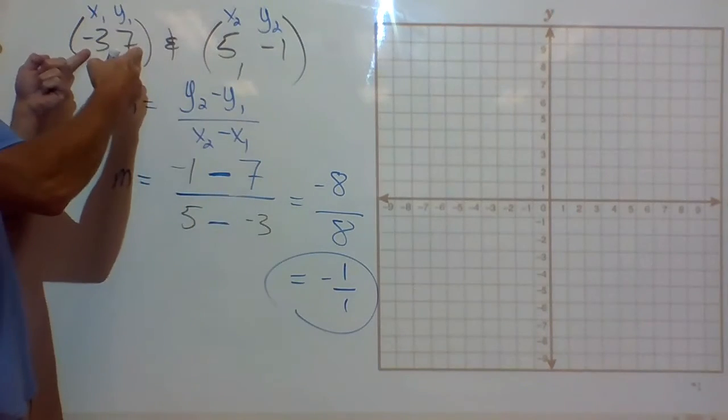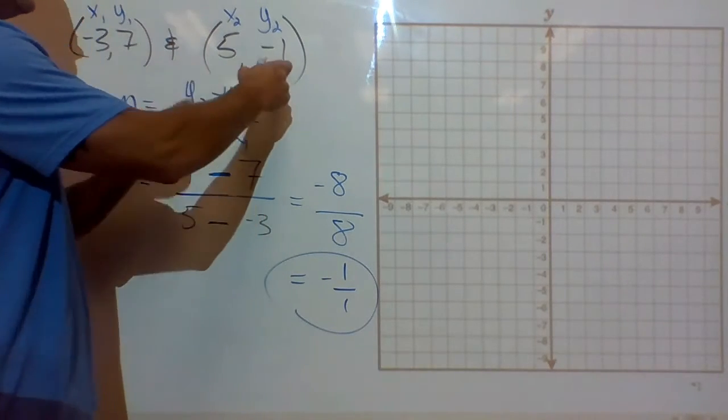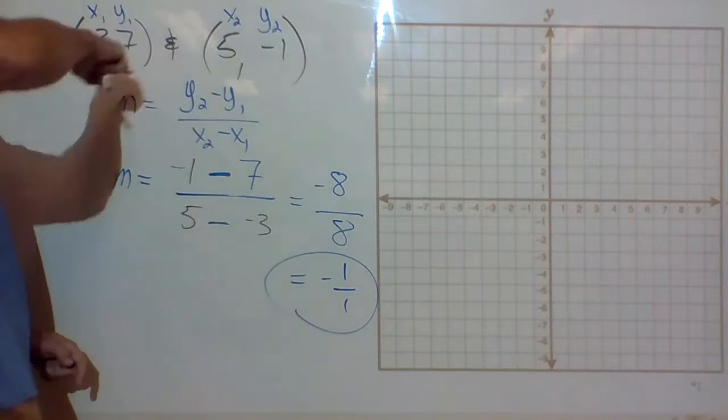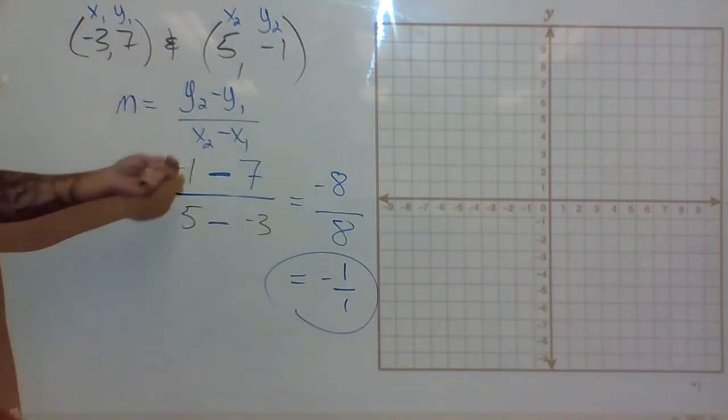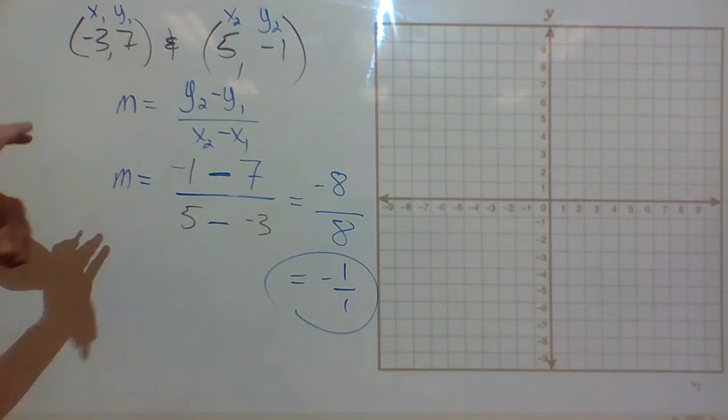It doesn't matter which point is labeled the 1s and which point is labeled the 2s, as long as one point is all 2s and one point is all 1s. You can switch this up, change these. As long as you're consistent, you're golden.